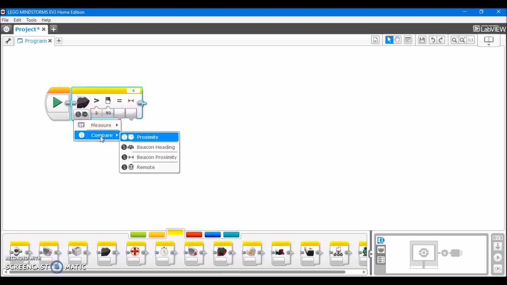It's important to note that there's no calibration feature on the infrared sensor. Not that you would really need one. And each of these modes is available in compare: proximity, beacon, heading, remote, as well as beacon proximity, which is unique to the compare state. And again, beacon proximity just tells you how far away the beacon it's seeking is.